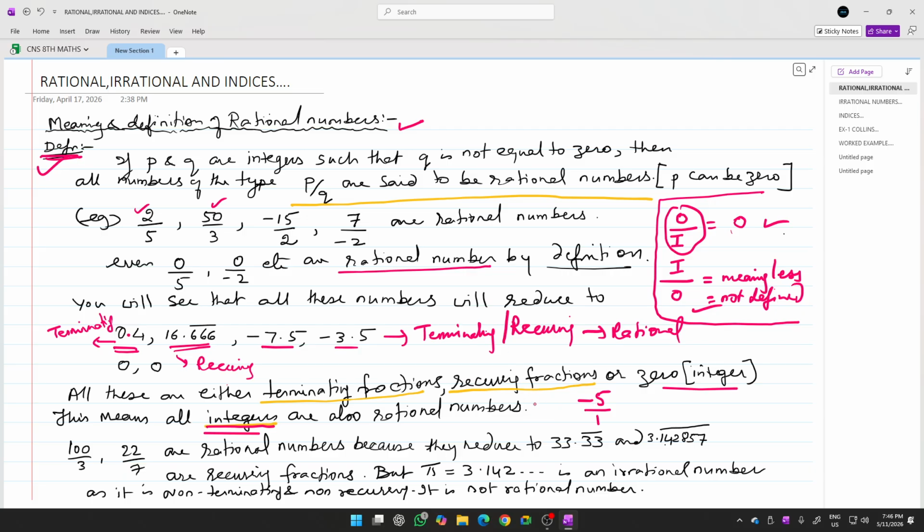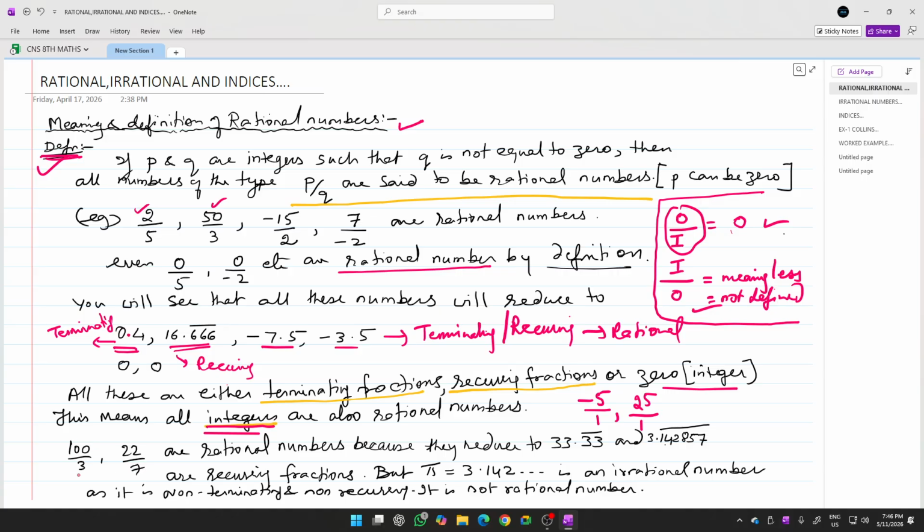And in the same way, if you have, say, 25, then 25 can be treated as 25 upon 1. So again, 25 upon 1 is also a rational number by definition. And even otherwise, 25 upon 1 is equal to 25, which is a terminating number, so it is a rational number. So this is the way, by different approaches, you can decide whether a number is a rational number or not. Now let us take a few more examples.